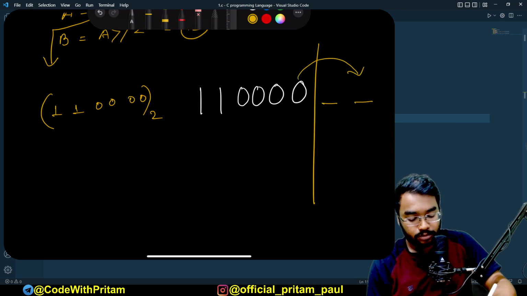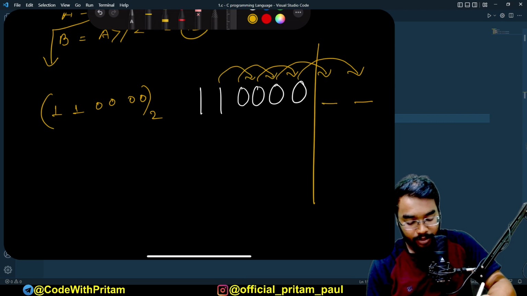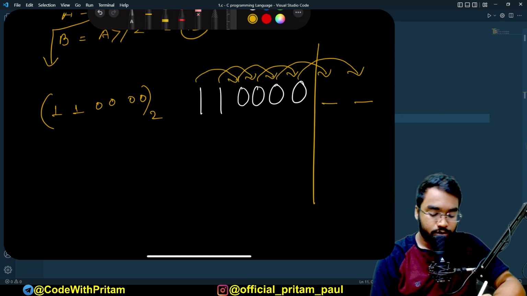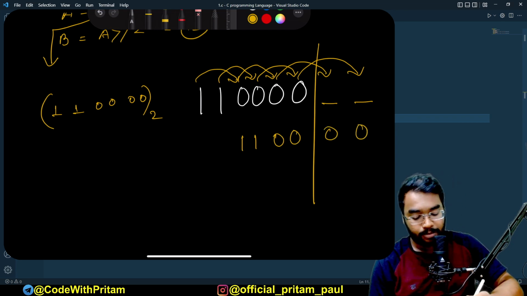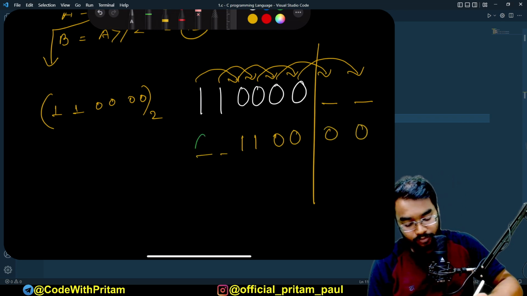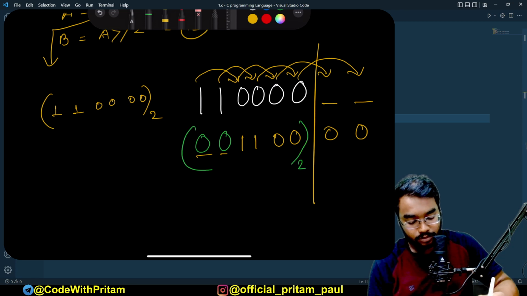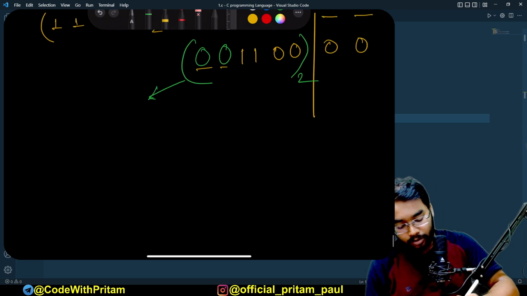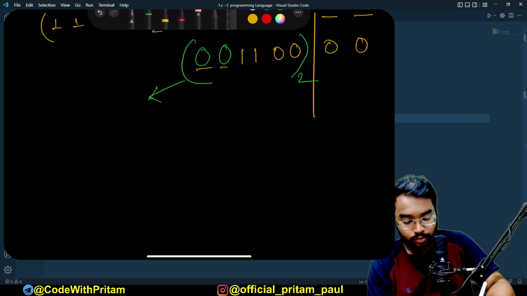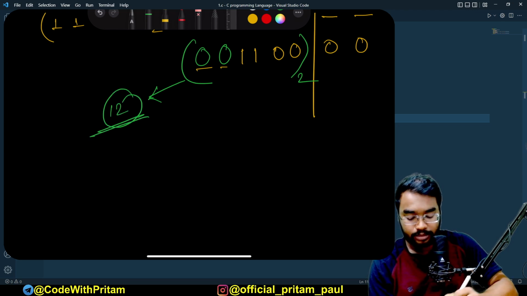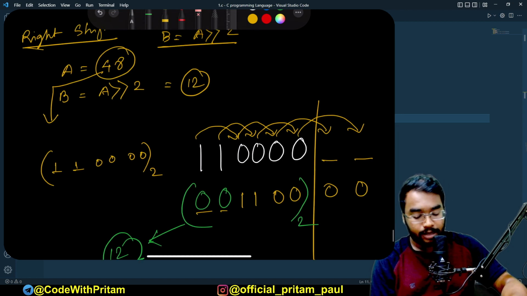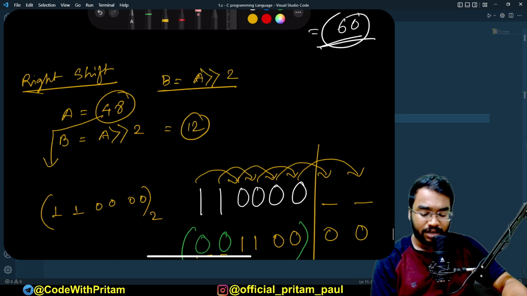So right shifting is happening, isn't it? So 1 1 0 0 and this 0 0 would be coming. There are two empty places here, we have to put 0 0. So this is 2. Now this would be the answer, which is 8 plus 4, that is 12. So 12 is the answer. That's it. This is the right shift. So these are very simple.